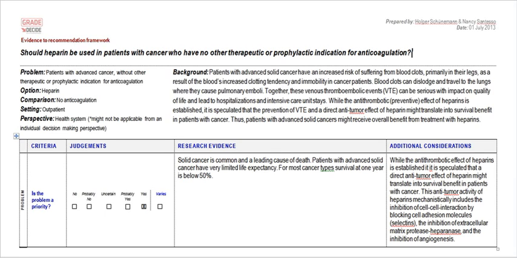In this video, we will describe the Grade Evidence to Recommendation Framework, referred to as EtR for short. The Evidence to Recommendation Framework is used during the guideline development process to facilitate the decision-making by panel members in formulating the final recommendations.